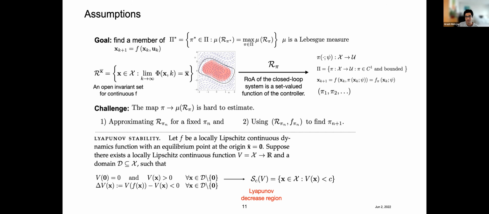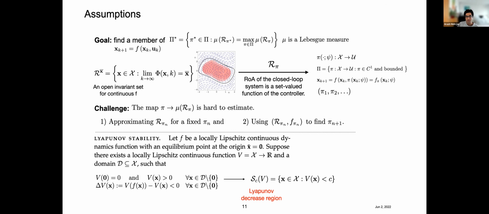But then what we have to do is to use the Lyapunov function as a bridge. The Lyapunov function connects these two, because the policy affects the Lyapunov function, and the Lyapunov function itself gives us a way to estimate the region of attraction. So this is actually the challenge. This map is not computable, so we use the Lyapunov function to estimate this map.